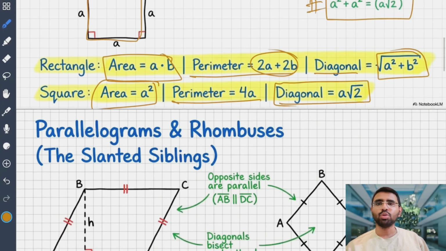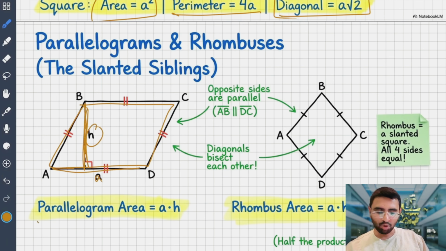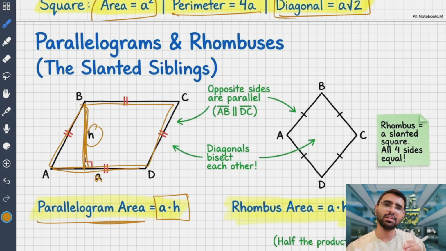Simple. Coming to the parallelograms and the rhombuses, these are known as the slanted siblings because the sides are a little bit slanted. So this is a parallelogram, and if we take this line perpendicular to the base, this is the height of the parallelogram, and this side is A. So the parallelogram area is base into height, A into H. A parallelogram means the opposite sides are parallel. AB is parallel to BC, and the diagonals bisect each other.